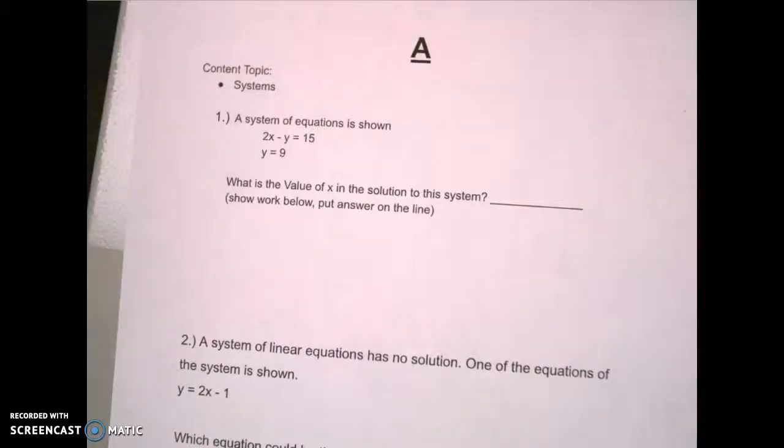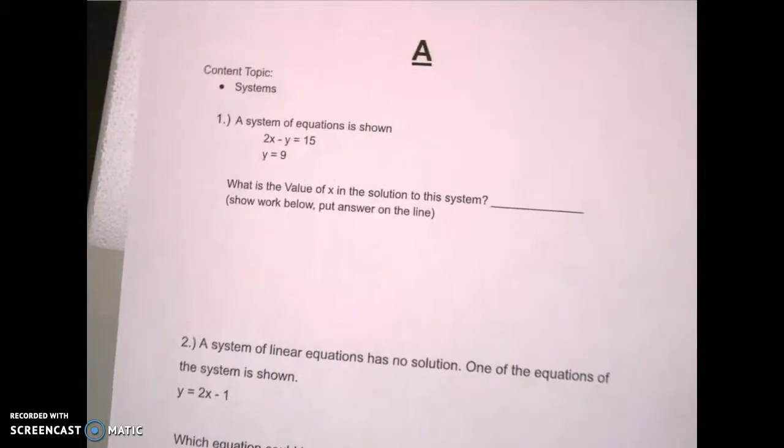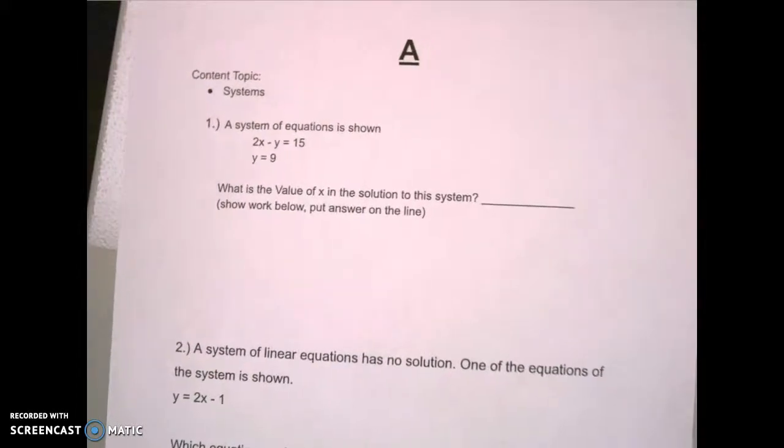So, we are going to go over the problems for day A on your AZMerit Practice. The first question is, a system of equations is shown. 2x minus y equals 15 and y equals 9. What is the value of x in the solution to the system?